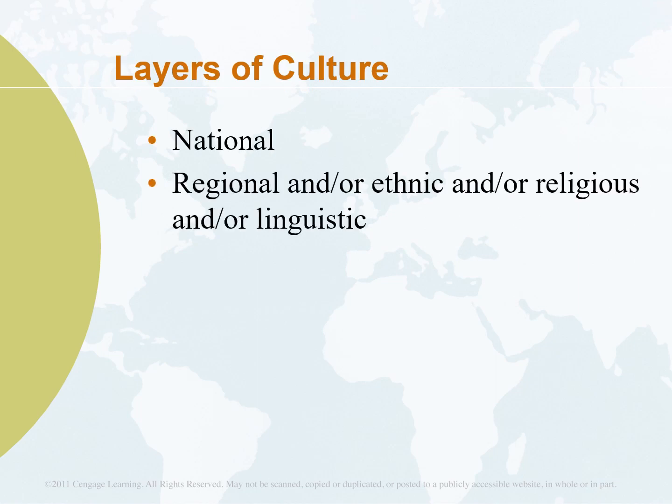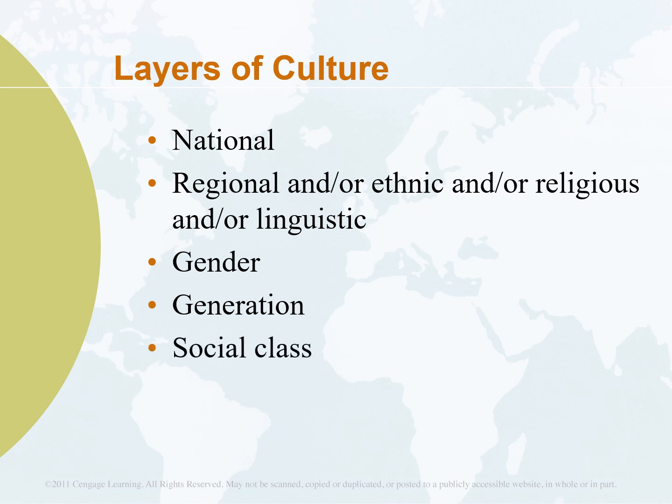Layers of culture. There is a national culture, there's regional or ethnic culture, religious culture, linguistic culture, and there's a gender culture. Men and women are different, right? There is a generation culture. Older generation and younger generation are different. Social classes: high class culture, middle class culture, or low class culture. There is also corporate culture or organizational culture. Cultures at different layers.